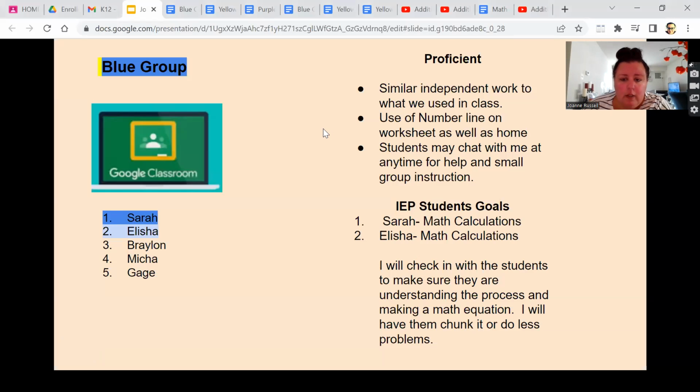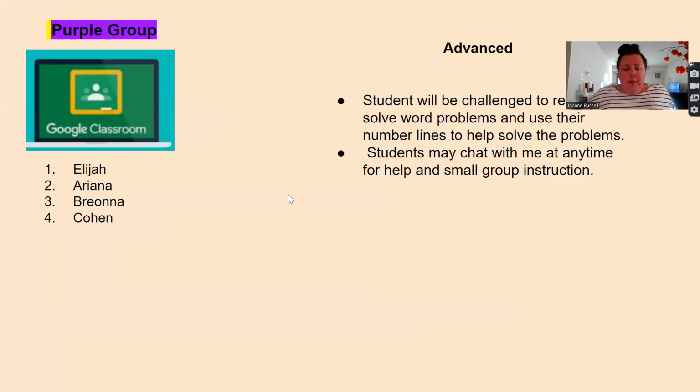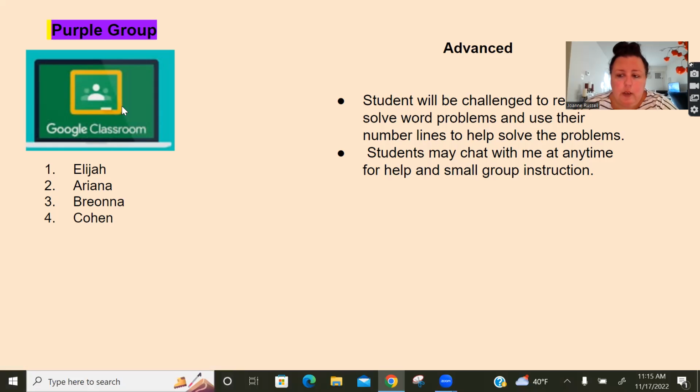Now I'm going to move on to my purple group, which are the advanced students that you have told me about. These advanced students, being that they're advanced in math, I'm going to be challenging them to read and solve some word problems and using their number line to help them to solve these word problems, to keep with our objective to use number lines to add moving forward. Once again, these students will be able to chat with me at any point, and I will also be checking in with them. So let's take a look at their work.